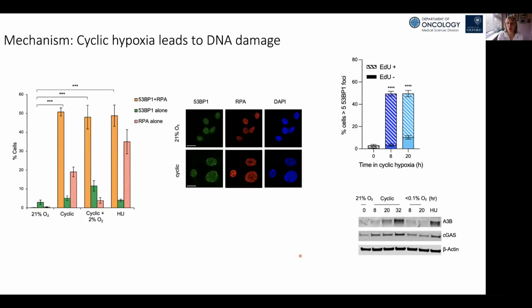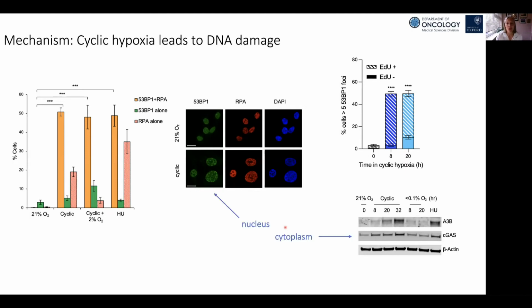We also wanted to interrogate that other difference that we'd found, which was the DNA damage that we'd seen in the hydroxyurea treated cells. So here we looked for DNA damage in the cyclic cells, and the quantification is shown here, but I think it's perhaps very clear here. You can see that the cells exposed to cyclic hypoxia have got 53BP1 foci, and importantly, this analysis here shows you that those 53BP1 foci are in EdU positive cells, so they're in the S phase cells.